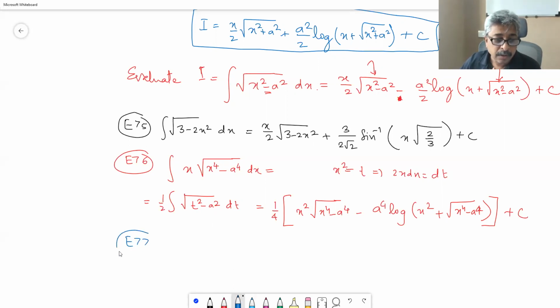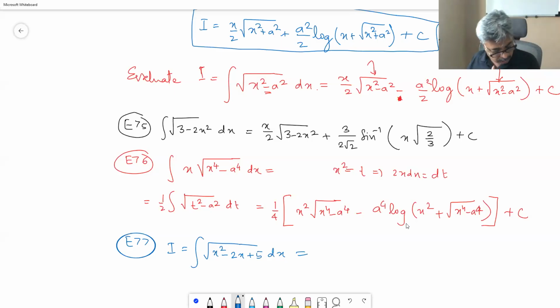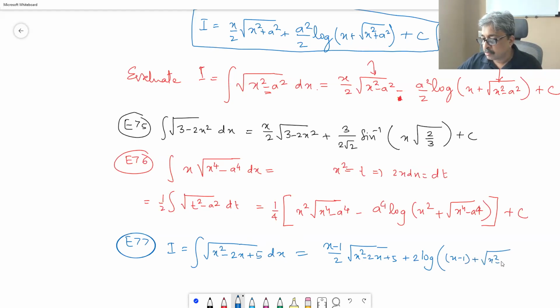E77. I is equal to integral radical x square minus 2x plus 5 dx is equal to. Well, the answer is x minus 1 by 2 radical x square minus 2x plus 5 plus 2 log inside bracket x minus 1 plus radical x square minus 2x plus 5, plus c. Simple.